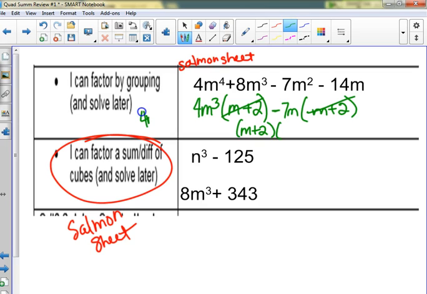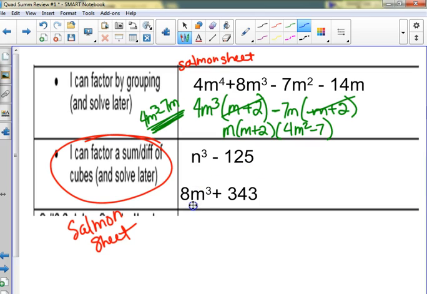I have this 4m cubed minus 7m. Before I write it over here, what can we do to this guy? Take out an m. If we take out an m, it'll be 4m squared minus 7. Is that going to factor further? No. That's disgusting. There isn't one like that on the quiz. All right, let's move on.